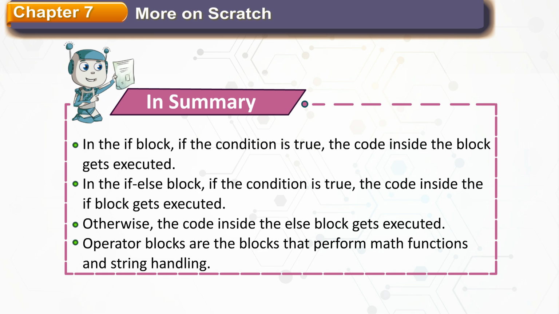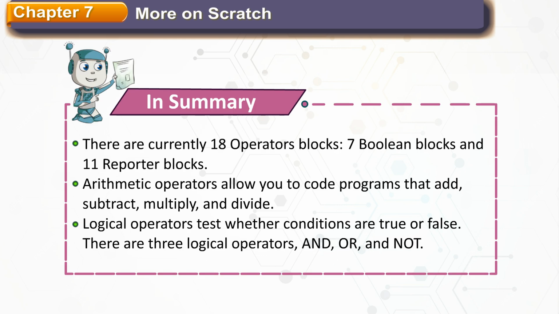Operator blocks are the blocks that perform math functions and string handling. There are currently 18 operator blocks, 7 Boolean blocks, and 11 reporter blocks. Arithmetic operators allow you to code programs that add, subtract, multiply, and divide. Logical operators test whether conditions are true or false. There are three logical operators: and, or, and not.